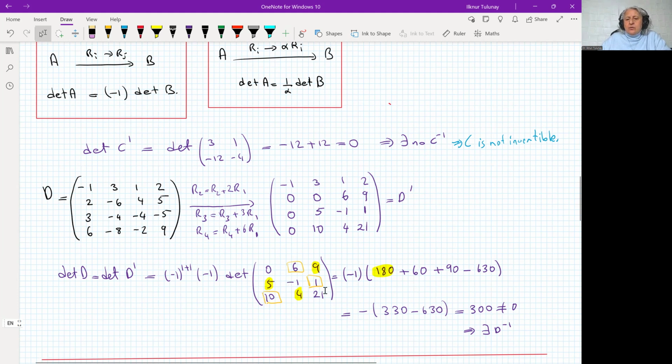So the main diagonal is 0. This times this, the symmetry with respect to the main diagonal, is 180, and then 6 times 1 times 10 is 60. And then the opposite diagonal, everything will be negative. So this is -90 here, but we will multiply by minus, so that will be -90. And we have this position, which will give us the 0, so nothing there. So these ones, with a minus, of course, times this one, this one, this one, will give me the 630. And definitely this number, when we calculate it, is 300, not equal to 0. And that means that there exists a D inverse. See, D is an invertible matrix.